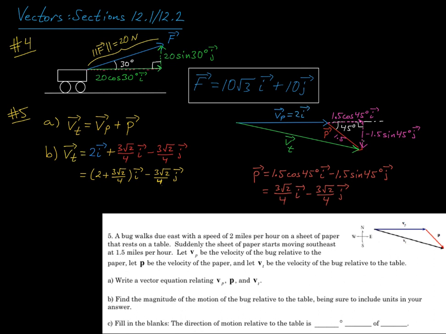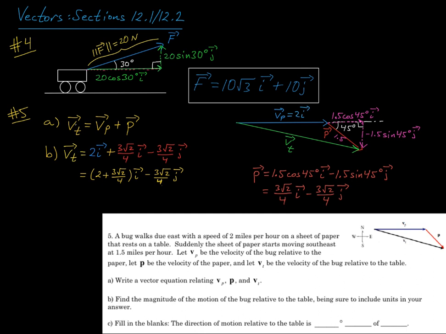And then for the j component, be a little careful here. Since in our coordinate system due north is up and due south is down, and we're moving southeast, this j component will be counted as negative. So this would be negative 1.5 sine 45 degrees j. And so we get minus 3 root 2 over 4 j for the vertical component of P.